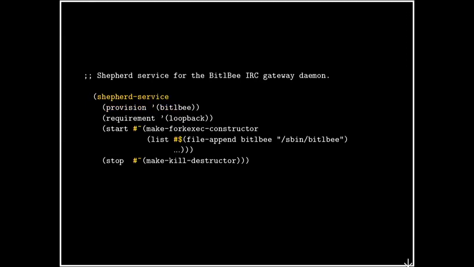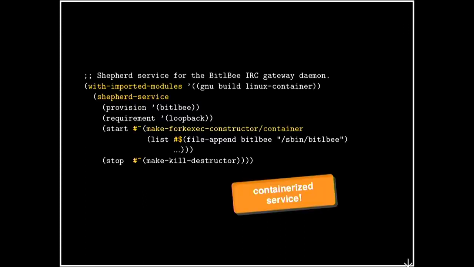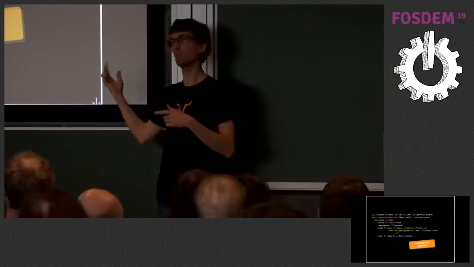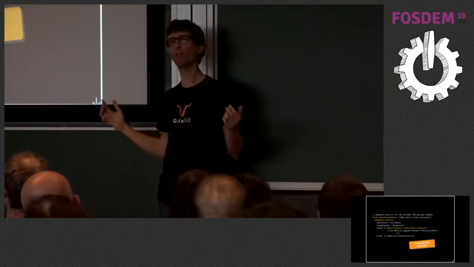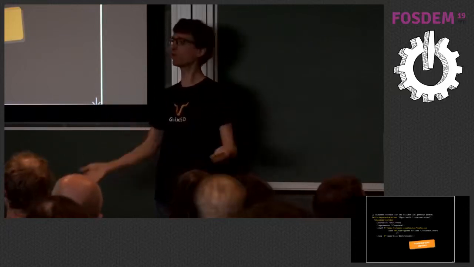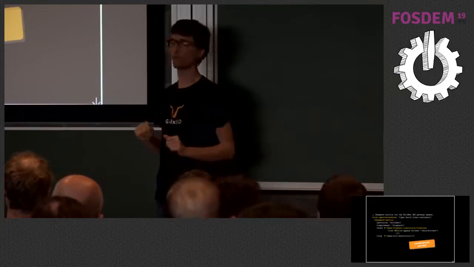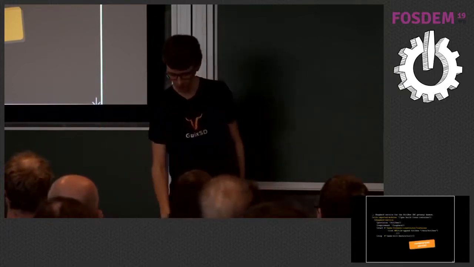And yeah, this is the example that I like. You have the bitlbee IRC gateway. This is its service definition. But if you want to run it in a container, you can just say, all right, I'm importing the GNU build Linux container library inside my Shepherd PID1 environment. And now I say make-forkexec-constructor/container, which is a function provided by this library, and I'm running that daemon in a container, right? So we're just reusing existing Guile code directly in the service manager. That's pretty cool, I think.